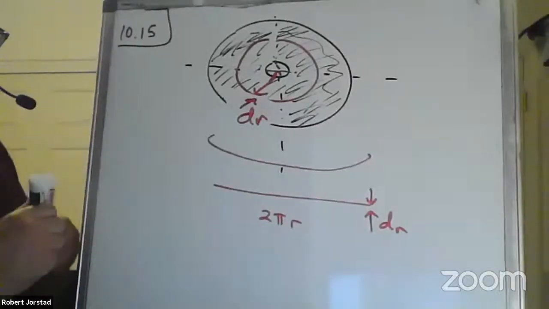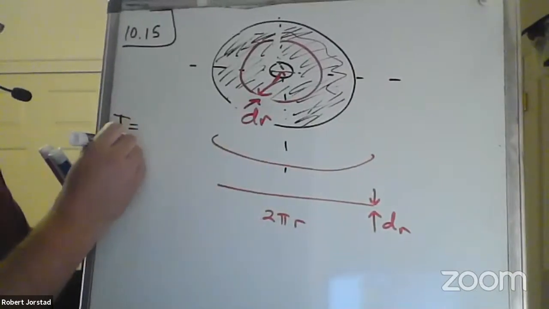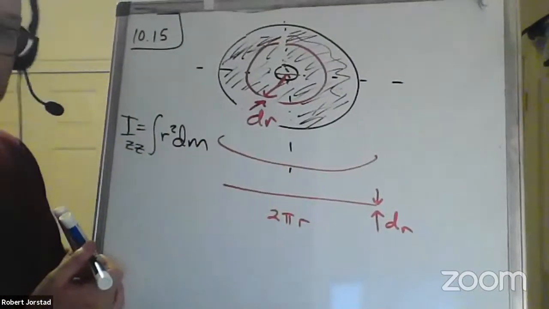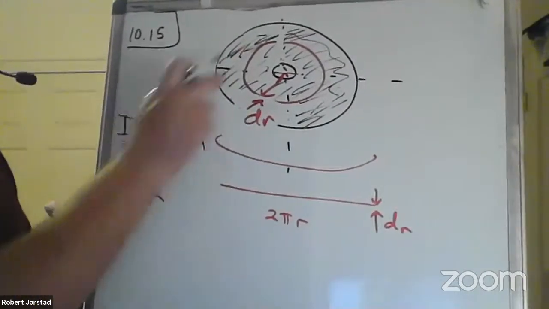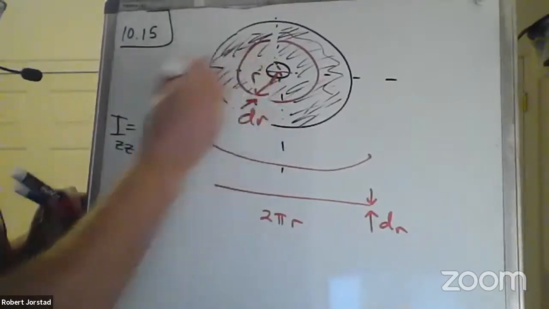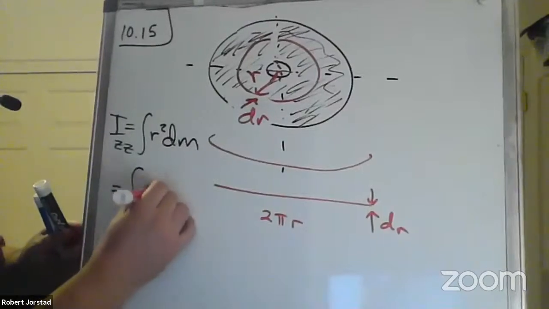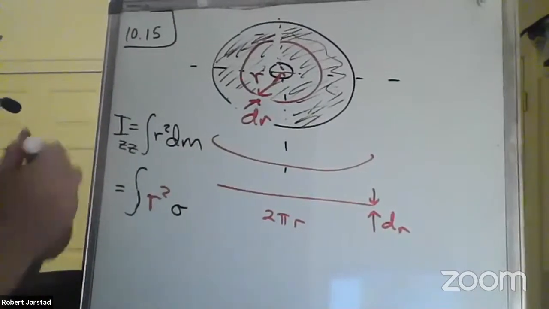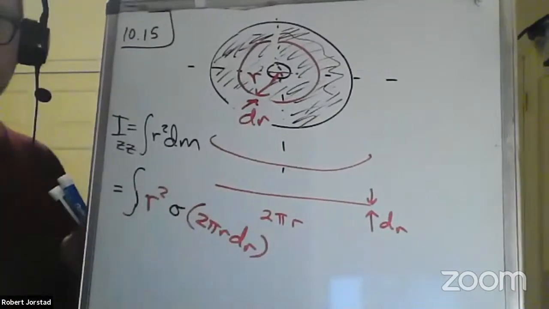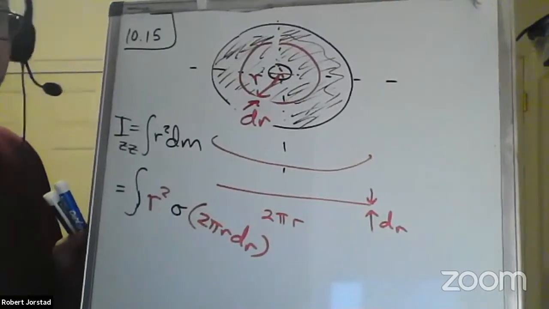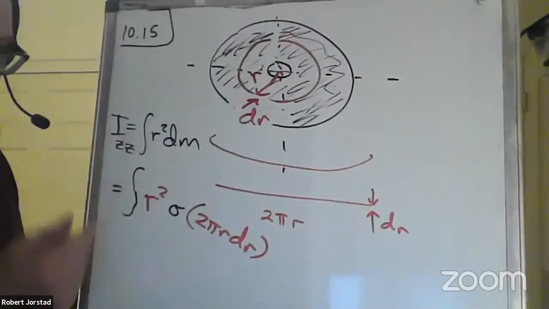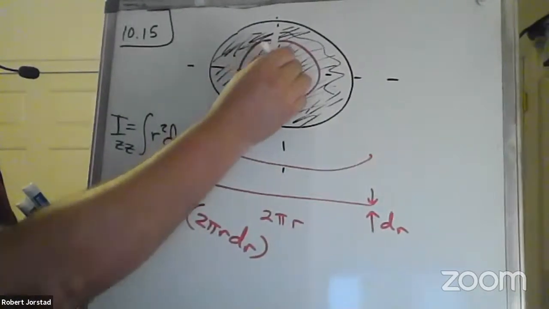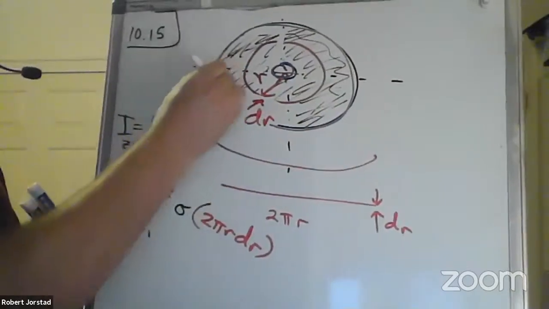Okay. So now in this case, I know that I, about the z-axis, in this case the z-axis coming out of the board at you, is the integral of r squared dm. Well, in this case, r is literally the distance out from the center, so that's the radius r. So that's just going to be r squared, and dm is the hard part. Well, that's sigma times 2 pi r dr. What are my limits? What's the smallest value of r I can get and the largest value? R1 to R2. So that's the inner radius to the outer radius, R1 to R2.